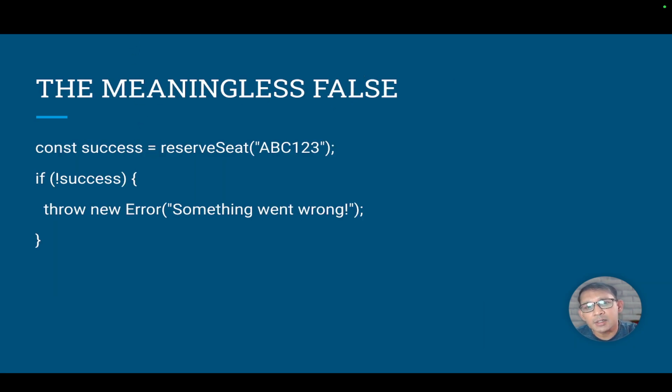The second pattern occurs when a false value tells you something failed, but not why it failed. This leaves you guessing about what went wrong. Now, consider this function. When success is false, what actually happened? Was the flight full? Was the booking ID invalid? Did the payment fail? You simply don't know.